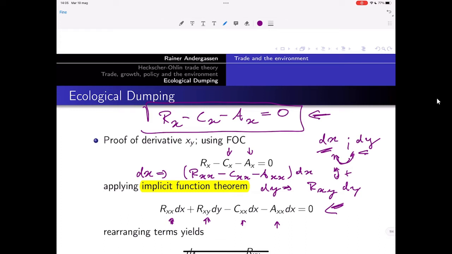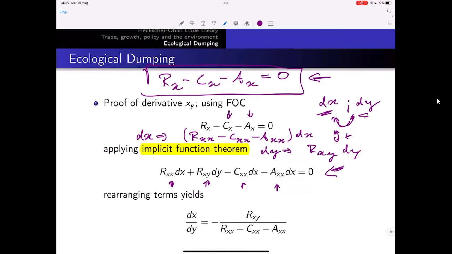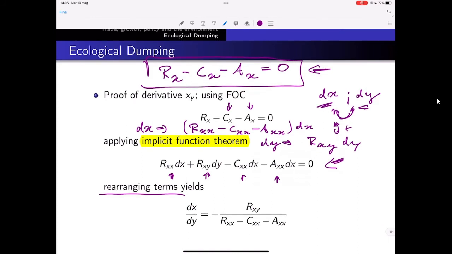Is it clear? And then what I have to do is just rearrange things. If I rearrange things, I sum the two and then set this equal to 0, and then I can calculate therefore what dx over dy looks like. Okay, is it clear?